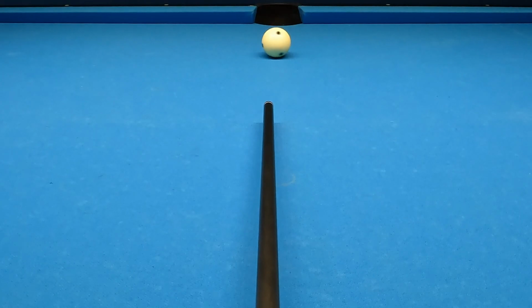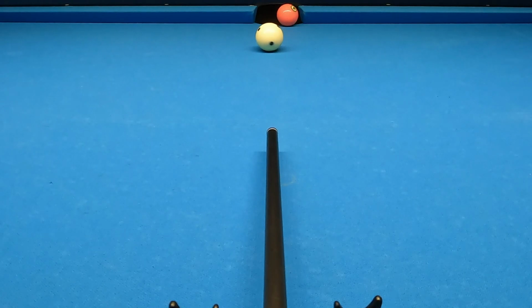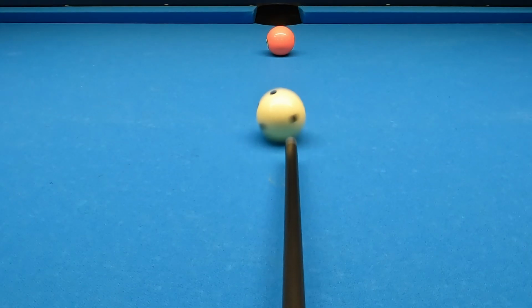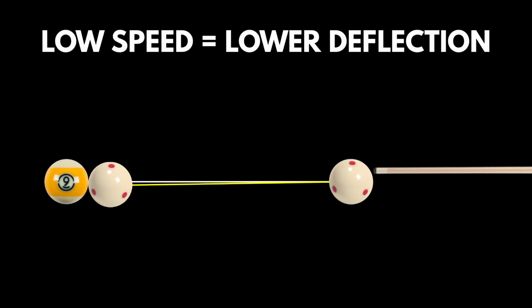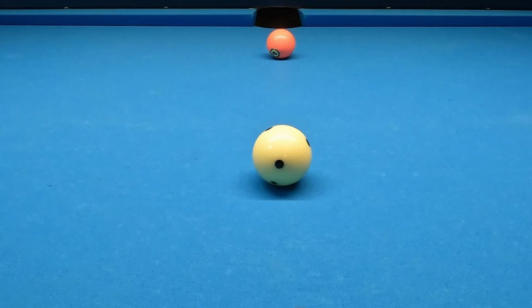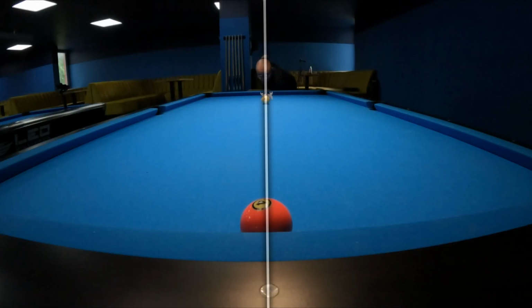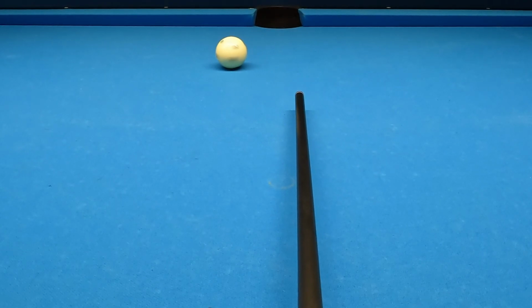Okay, but at this moment I have to mention the speed of the shot, because it has a huge impact on deflection. The amount of speed we use when hitting the Cubal causes it to deviate more or less from its natural line. If in this situation I hit the Cubal with right-hand English and use low speed, we can see that it hits the object ball almost at its center point. However, if I use high speed, we can see that the Cubal deflects from its natural line and hits the object ball on its left side. Therefore now you can see how much impact the speed of the shot has on the level of deflection, and we must take this into account when playing with English.